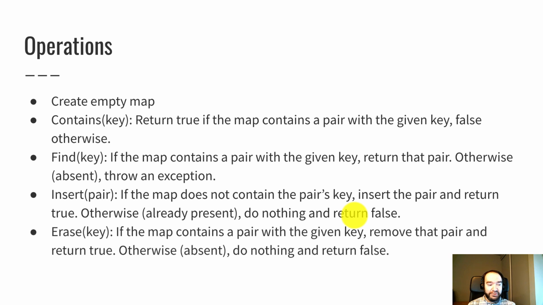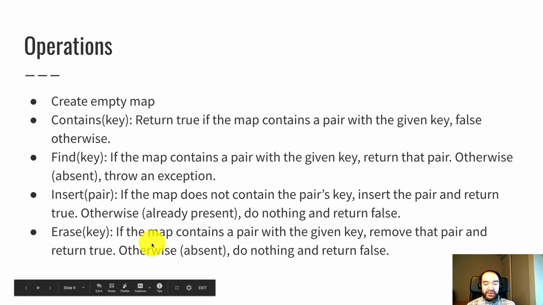Finally, erase to remove a pair. Erase is given a key, and if the map contains a pair with that key, we remove it and return true. That's kind of the main way that we use this. But otherwise, if we can't find that key, then the erase operation does nothing and returns false. So you can tell that that's what happened.